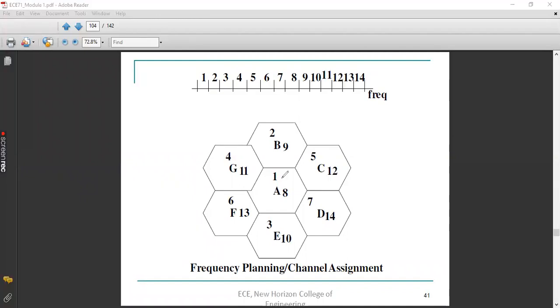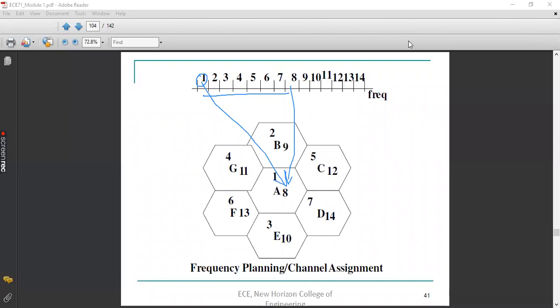So what we can do is, suppose the first channel is assigned to cell number A, then we will have 7 separations, and then we will assign the 8th channel also to A, so that there is sufficient frequency separation between 1 and 8, and minimum adjacent channel interference. Is that clear for you? In this way, we can reduce the adjacent channel interference by proper frequency planning or channel assignment strategies.